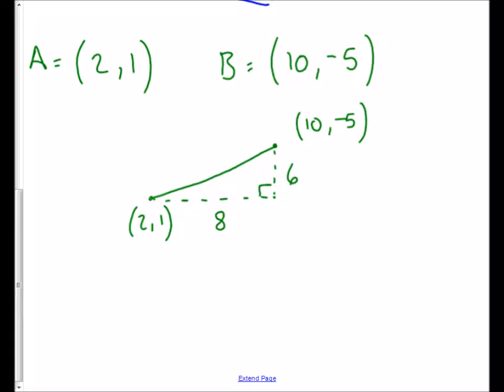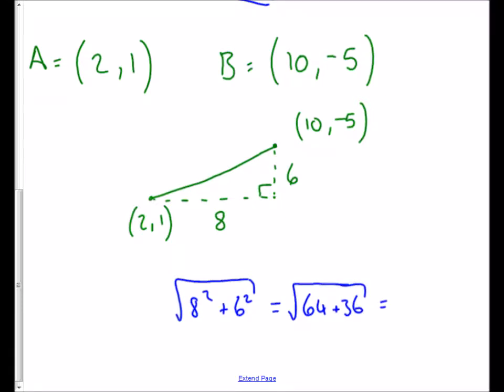Now, because I've done lots and lots of this sort of thing, I immediately recognise this as a famous right-angled triangle, the 3, 4, 5 triangle, or in this case 6, 8, 10. So I can say that the length between A and B is 10. But if you don't spot that straight away, all we're going to do is Pythagoras. We're going to say it's a right-angled triangle. I know that if I do 8 squared plus 6 squared, I'll get 64 plus 36 square rooted, which is 100 square rooted, and that's 10.